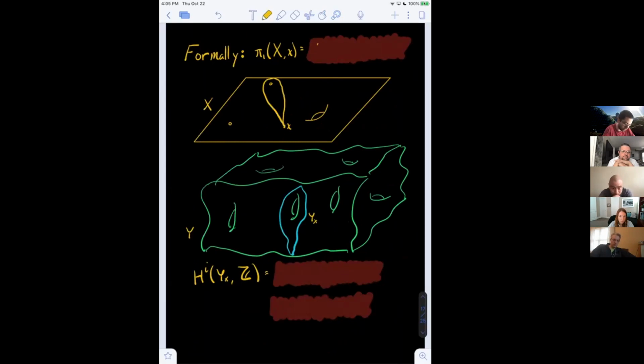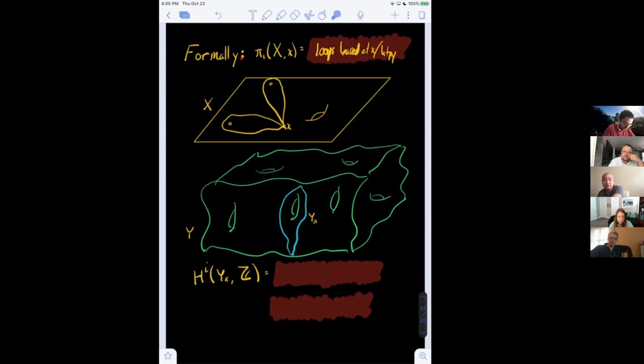So what is this? This is loops based at x up to homotopy, so up to deformation. So what this means, for example, is that I view this loop as the same as this loop, just because I can wiggle one and get the other. And this has some algebraic structure. It's a group. If I have two loops, I can get a third just by going around one and then going around the other. Okay, and how do I undo a loop? If I have a loop, I can invert it just by going along it backwards. And well, that's not literally the constant loop, but you can deform it to the constant loop.